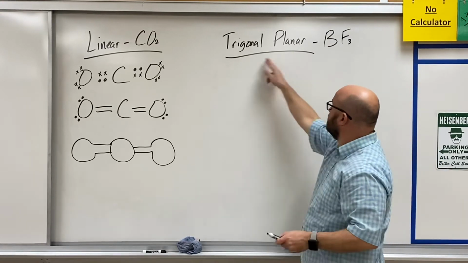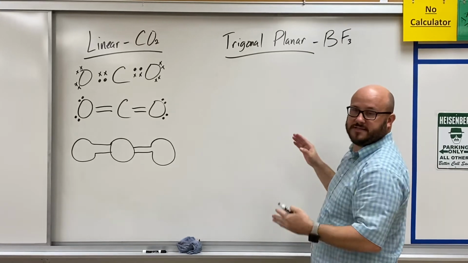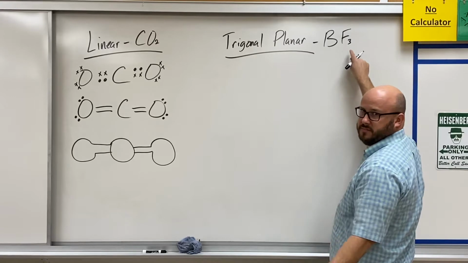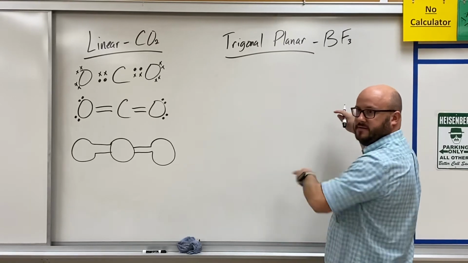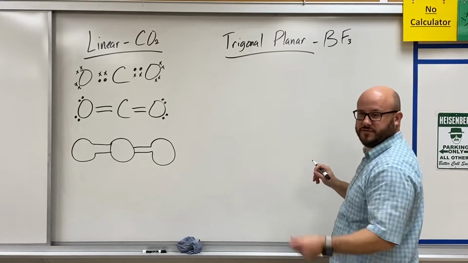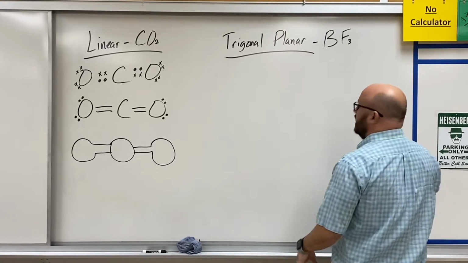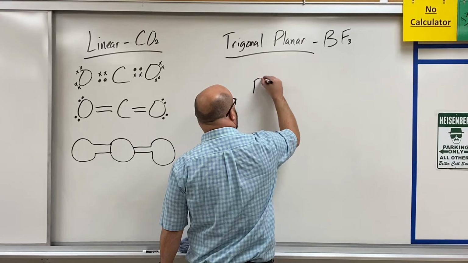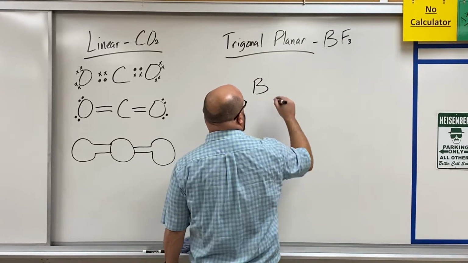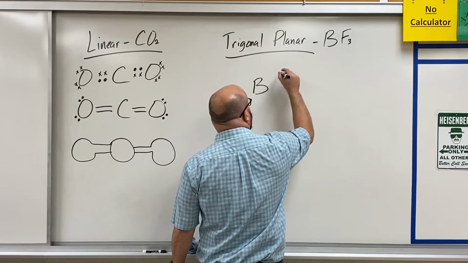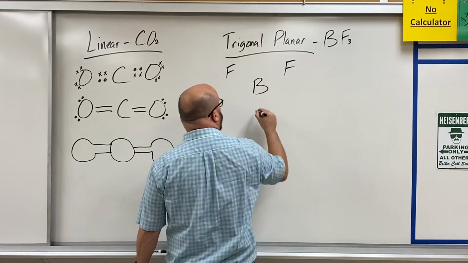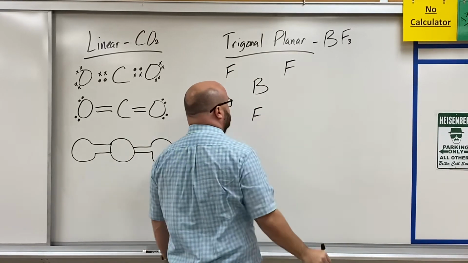Now, with a triangle, you're going to have 3 things, 1 on each side, and we've got 3 fluorines. So it makes sense that the fluorine would be the triangle intersections or the triangle angles. And boron's going to be in the center. So there's boron. You've got a fluorine here, a fluorine here, and a fluorine here.